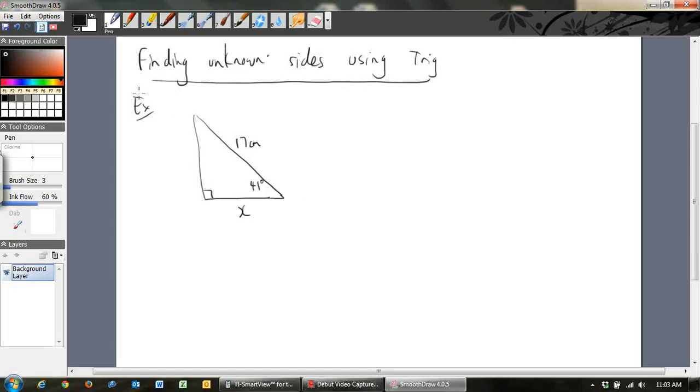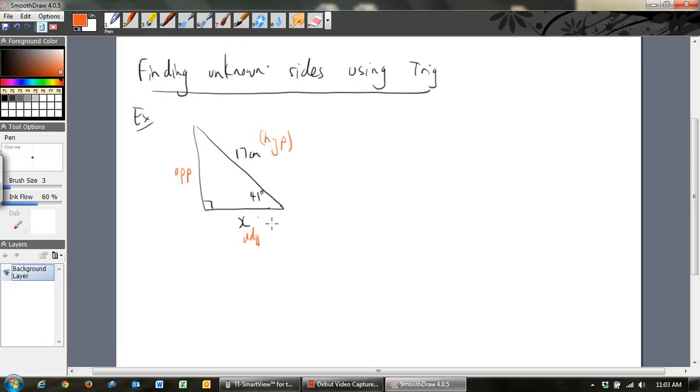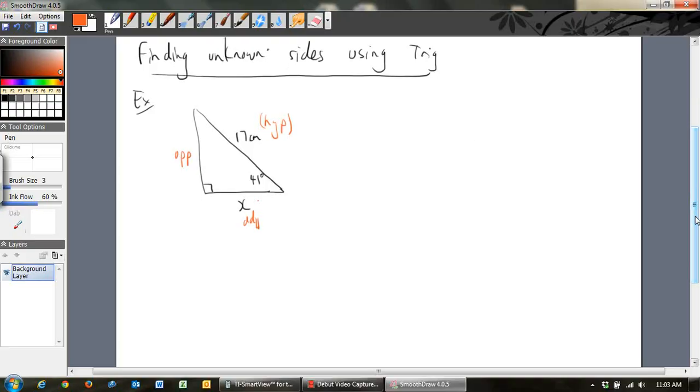Firstly, the first thing to do is figure out which side is which. So let's have a look at this. This here is the hypotenuse. Over here is the opposite side, and here's the adjacent side. Let's figure out what ratio we need to use. Hopefully you're yelling at me saying cos, it's got to be cos. And yes, it is cos.